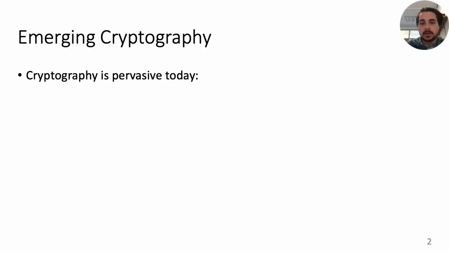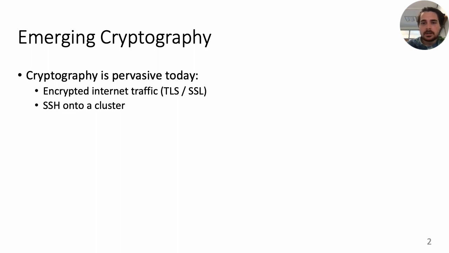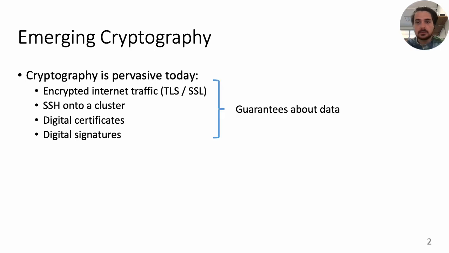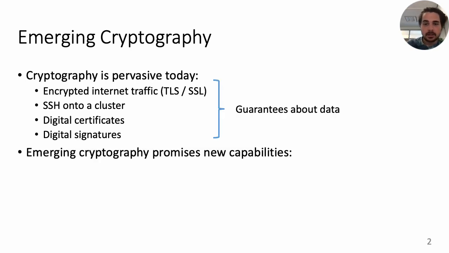Cryptography is already deployed everywhere. Internet traffic is encrypted and decrypted. We SSH onto our work machines. Digital certificates are used to authenticate websites we visit. We sign contracts online, and so on. Notice that all of these use cases provide guarantees about data.